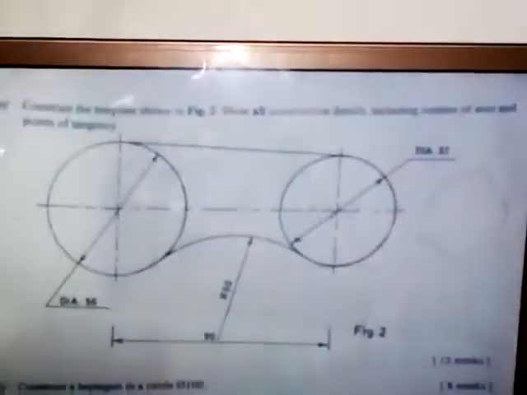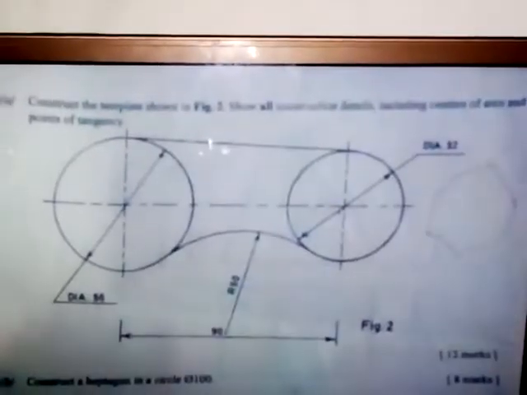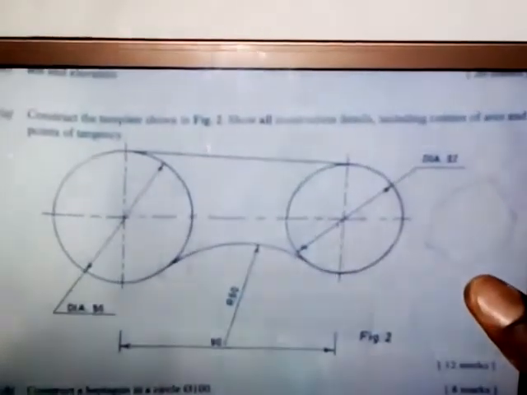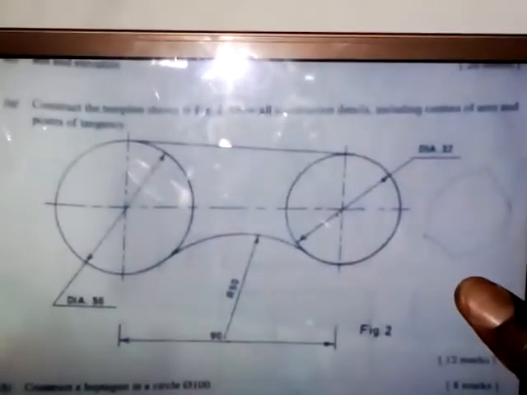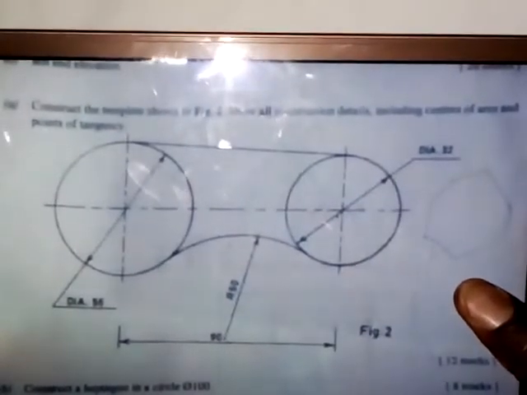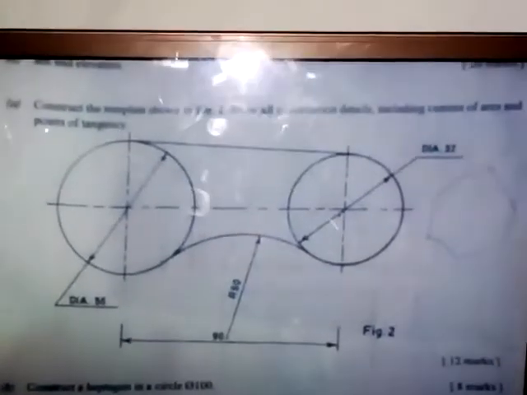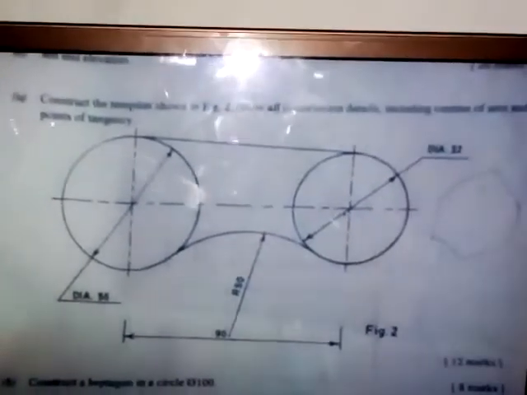Now, as we have here, the question says: construct the template shown in figure 2. Show all construction details, including centers of arcs and points of tangency. Now, before I move on to solve this problem, we need to explain some things concerning the diagram itself.